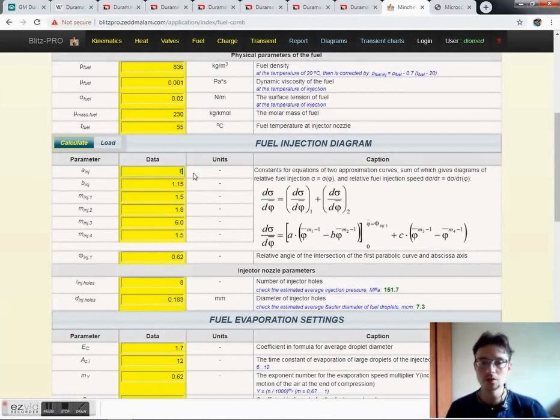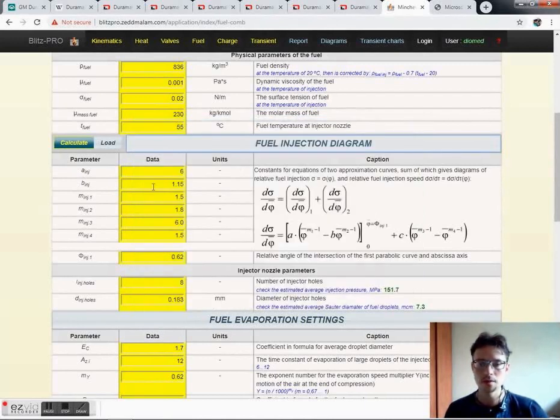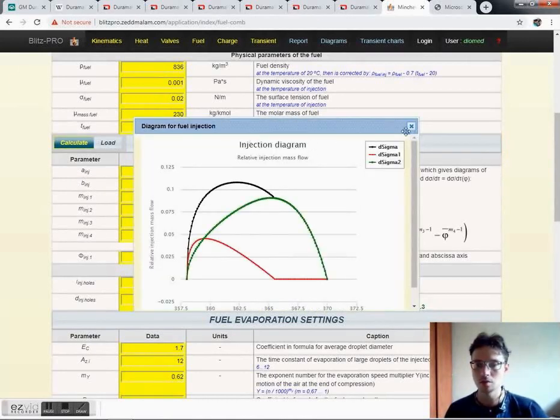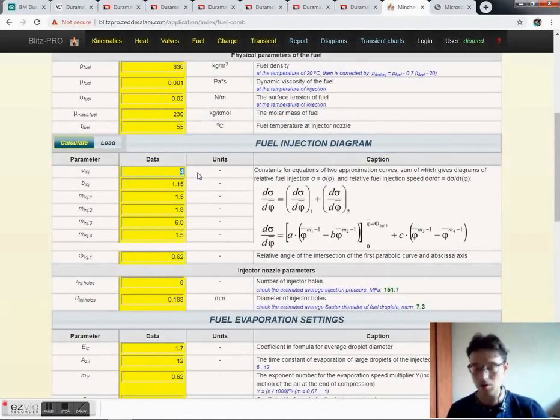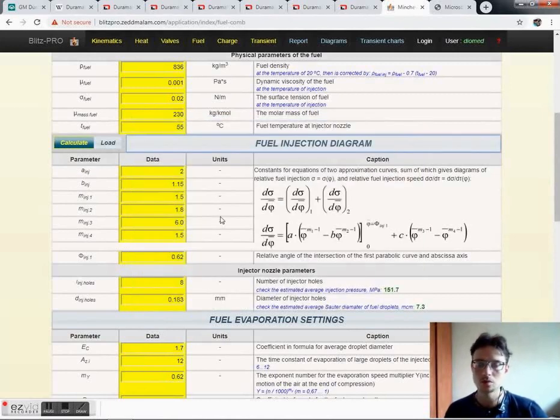Altering these coefficients, we can alter the shape of the injection curve. So let's do it. I don't know, like this. If we had some experimental data, we could match the injection pattern to the experimental data. But if we don't, we use some assumptions.